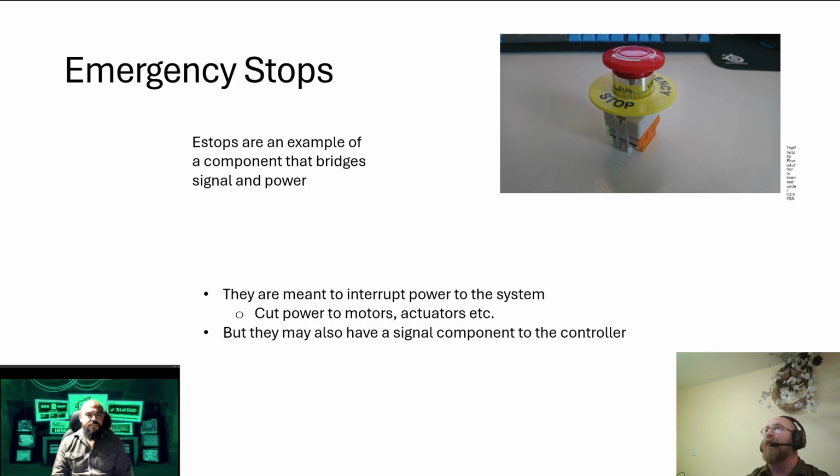Here's a good example. An emergency stop is a great example of where these two things converge, signal versus power. E-stops are meant to disrupt power. They're meant to disconnect power from components in the system. There are methodologies for doing that electronically, but the vast majority of the time you're doing that physically, like cutting power to a motor, a pump, or a compressor.